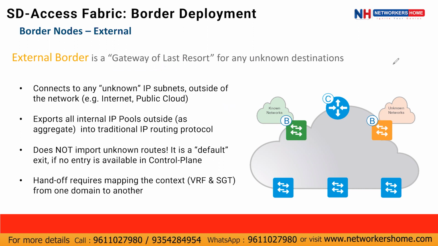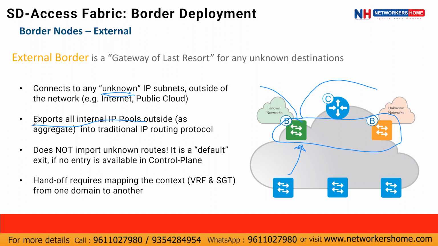An external border connects to the unknown IP subnet outside of the network. Now, if they are known networks, it won't go to the external border. It would go to the internal border. If it is just assigned both the roles, obviously it would come to this router, and depending on the connectivity, it will forward it to either known or unknown or the internet.